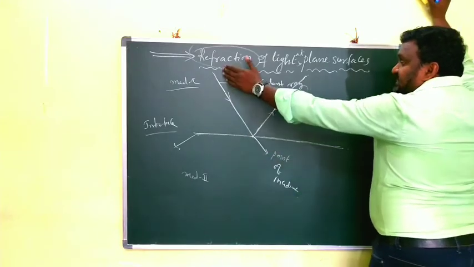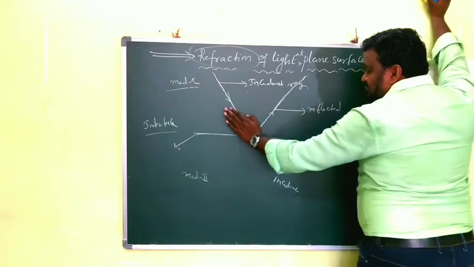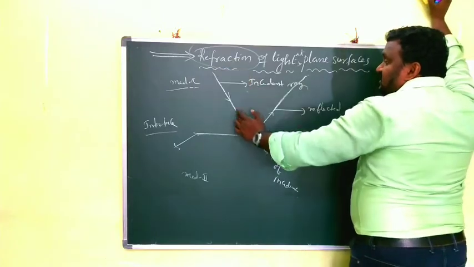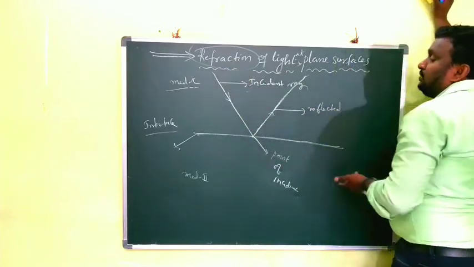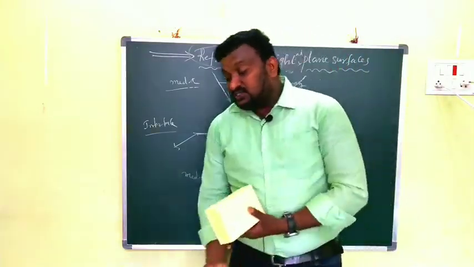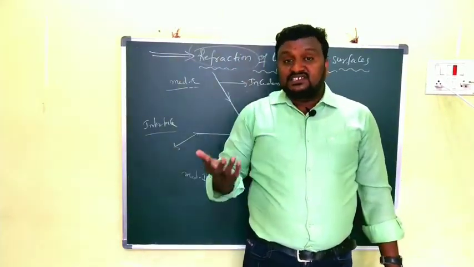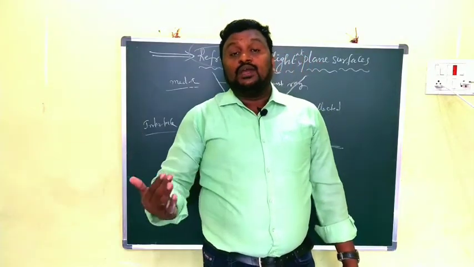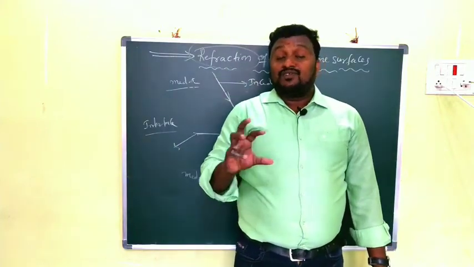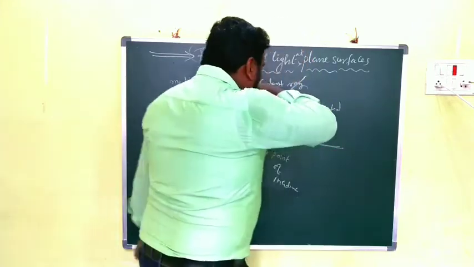After that, the same ray goes into the same medium. This is medium 1. The incident ray and the reflected ray are both in the first medium. That means after incidence, the ray goes back into the same medium. That phenomenon is called reflection of light. When the light moves from one medium to another medium, after incidence the incident ray goes back into the same medium as the reflected ray. That phenomenon is what we call reflection of light. Clear, children?